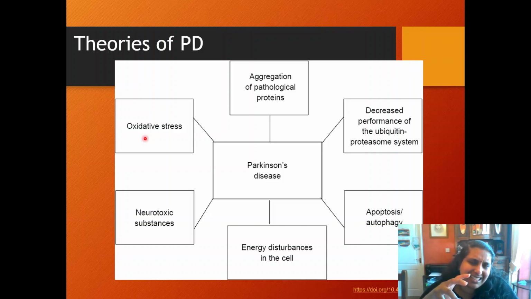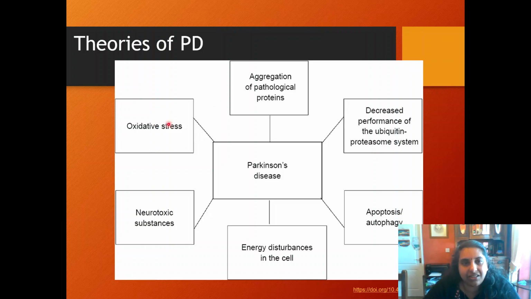And that's one of the things that is kind of special about them, and that might be why they are the ones that are most highly affected in the disease. So, whatever is happening will happen to the whole brain, but dopaminergic neurons are somehow maybe just more susceptible for that reason. And oxidative stress is something that dopaminergic neurons might have more of in general. Aggregation of pathological proteins, obviously alpha-synuclein and other proteins aggregate, decreased performance of the ubiquitin proteasome system. You saw a lot of the genes that I went through could add to that theory.